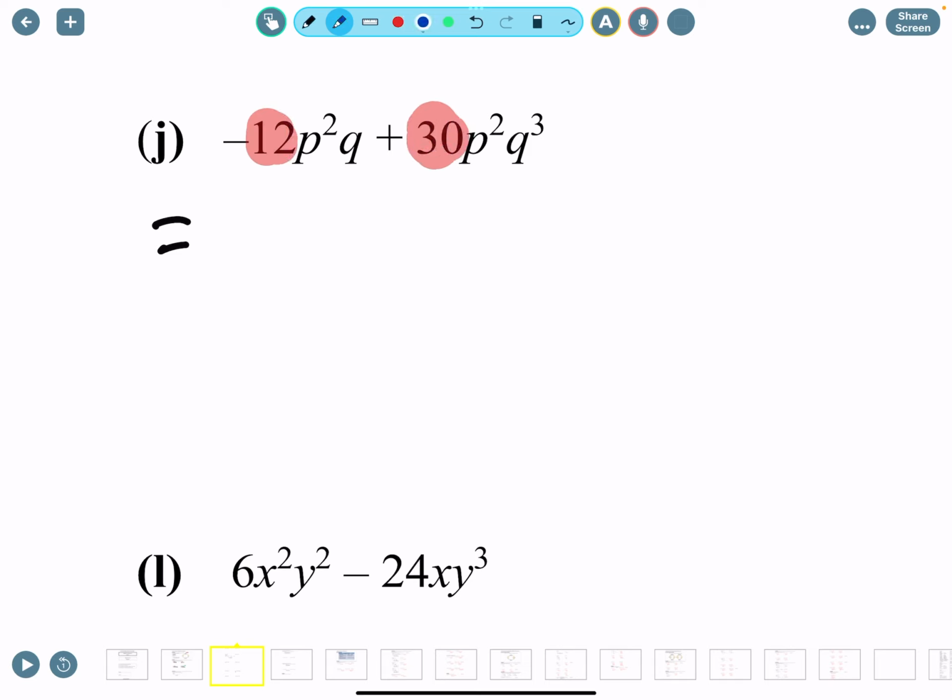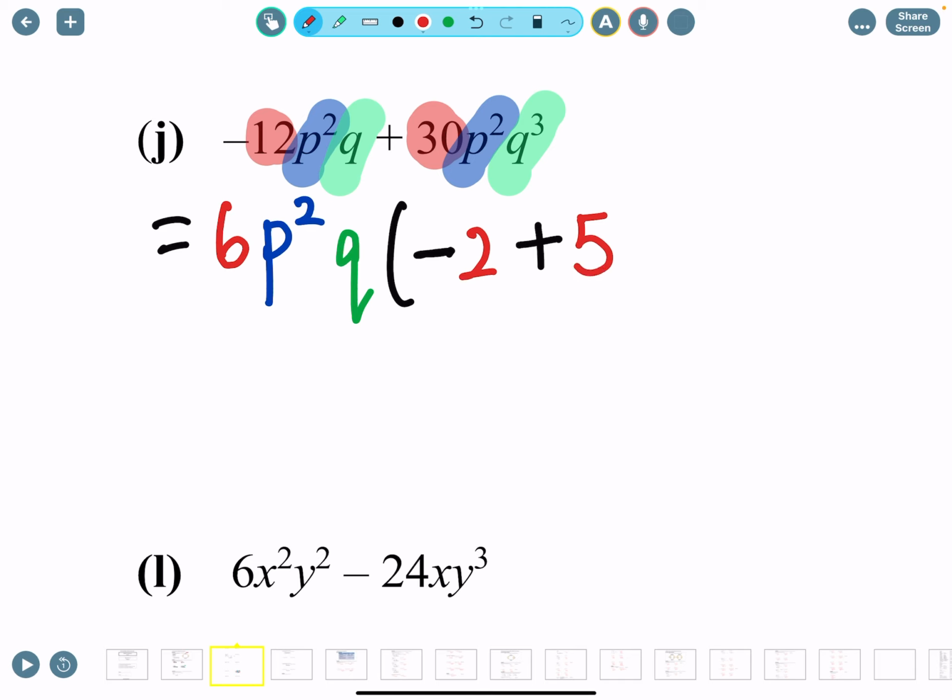So that's the bracket. Minus is still there. 12 divided by 6 is 2. P squared is factorized. Q is factorized. So we have negative 2 only. Plus 30 divided by 6 will be 5. P squared is taken off. And then we're taking 1 Q out of Q power 3.